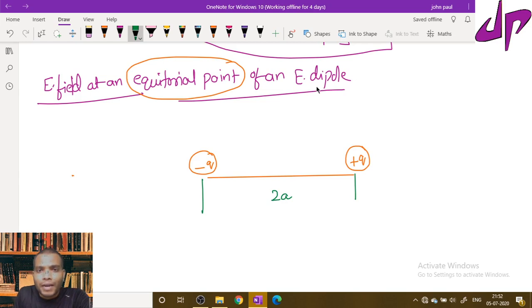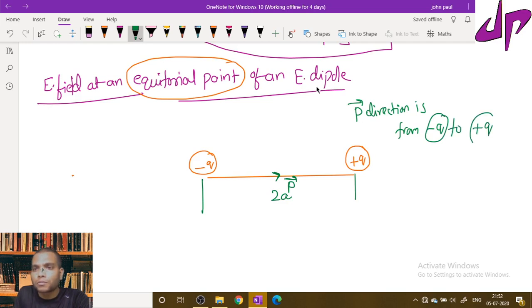And from the negative charge to the positive charge, what is there? The dipole moment. So P bar is the dipole moment direction. The dipole moment direction is from the negative charge to the positive charge.